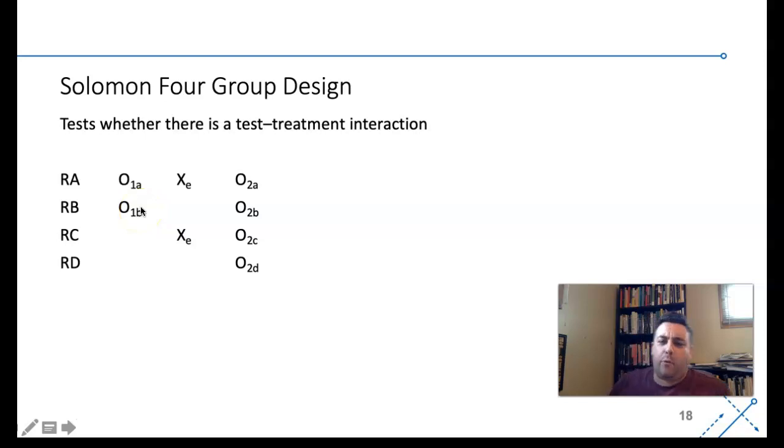So Solomon four-group designs, you don't see them often because they take a lot of participants and a lot of resources, but they are useful for ruling out effects of a pretest. So what exactly do I mean by the effects of a pretest? Well, sometimes simply pointing out to people that there's a problem causes them to change that problem. And that happens sometimes with people with alcohol problems.